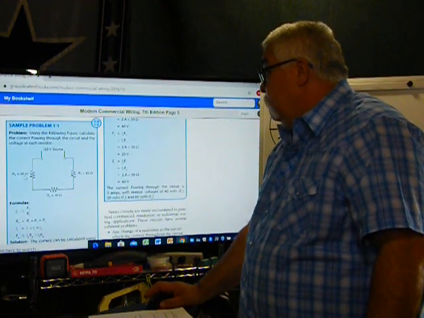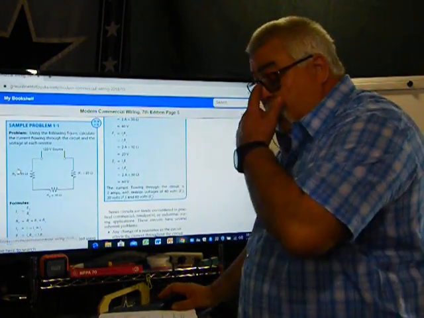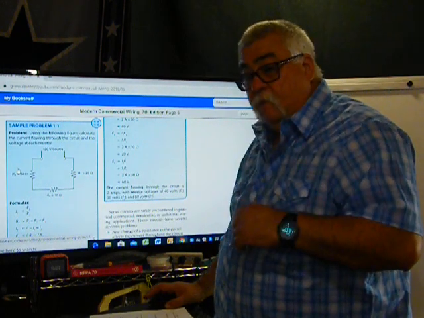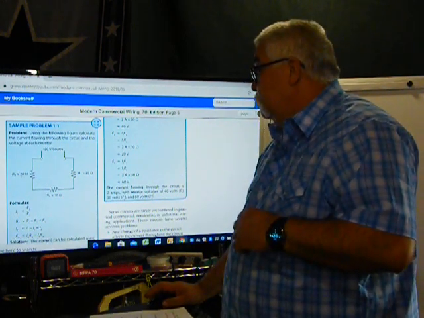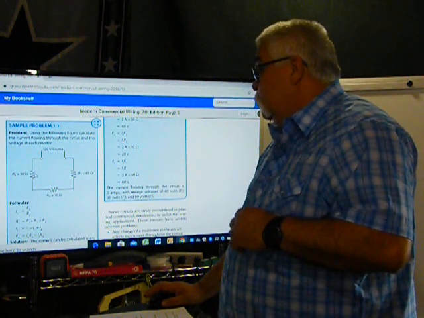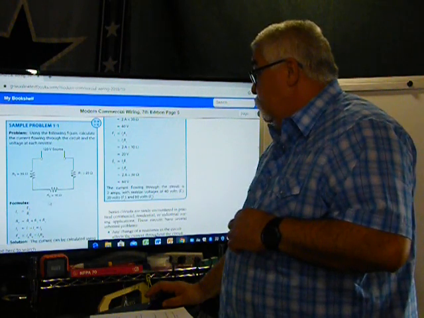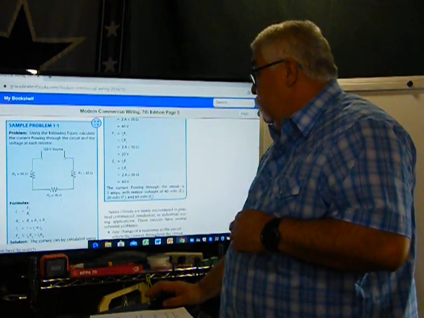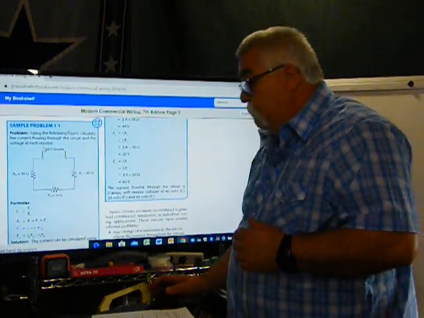For my voltage drop, right across here, voltage drop is ED, or E sub D, is I times R. It's just a matter of multiplying. 30 times 2 is 60, 10 times 2 is 20, 20 times 2 is 40. 40 and 20 is 60, and 60 is 120, my applied voltage. Very simple.